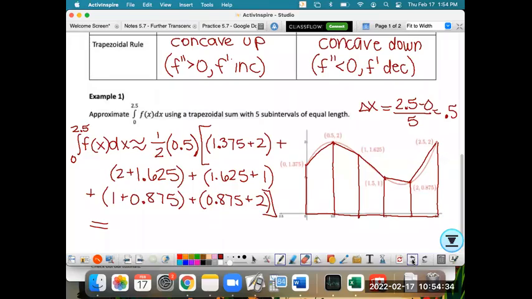What do you get? 3.2. Okay, I heard 3.59. 3.59. How many people got that? Because that's also what I got. Okay. So clearly things could easily go wrong while you're typing things in, right? Yeah. So if you did not get that, I will take a look at it with you.